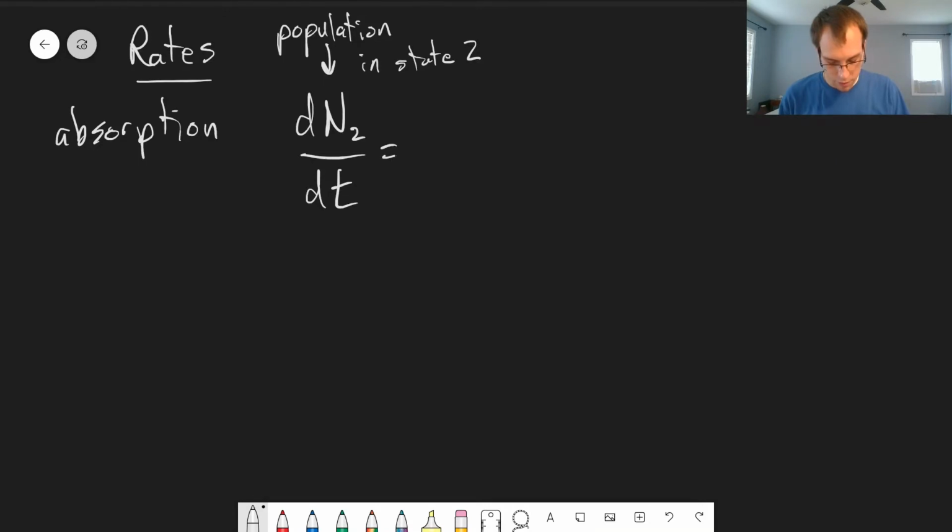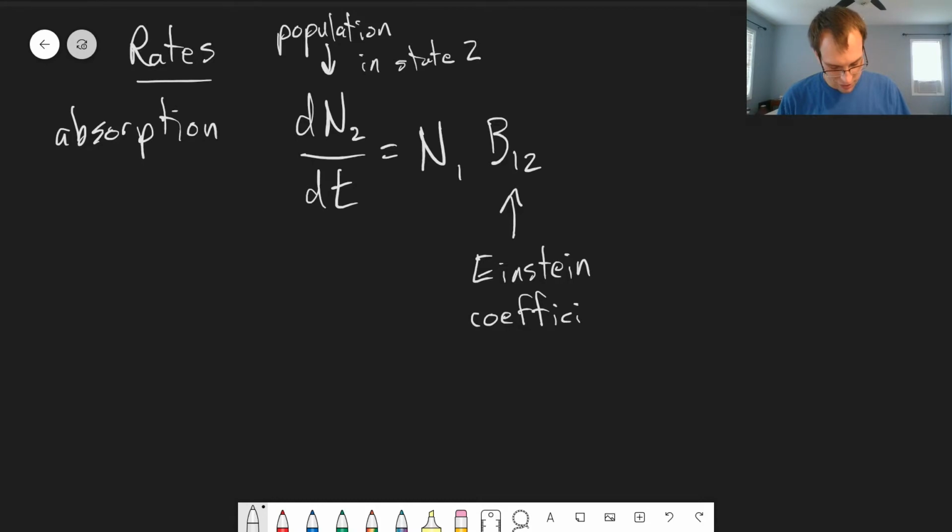Since it's a rate, this is going to be proportional to how many molecules we have to start with in state 1, times a coefficient that we call B12. Einstein did lots of stuff, and this is one of the things he looked at, absorption and emission of light, so this coefficient is named after him. B12 has to do, fundamentally, with how easy it is for a molecule to go from state 1 to state 2. This is directly proportional, and it is inherent to different molecules and particular energy levels.